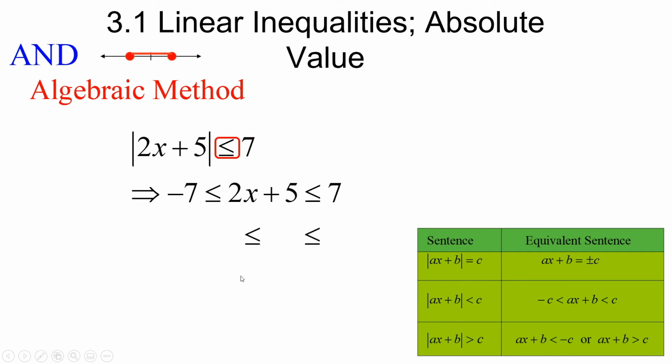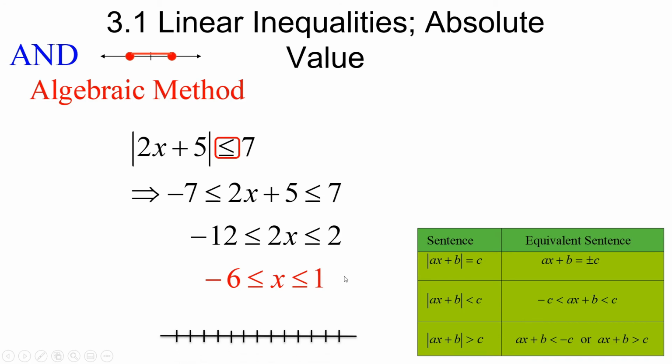So now let's go ahead and subtract our 5 from all 3 sides. -7 minus 5 more, -12. 2x plus 5 minus 5, 2x. And 7 minus 5, 2. Now, to solve for x, we have to divide all 3 sides by 2. So -12 divided by 2 would be -6. 2x divided by 2 would be x. And 2 divided by 2 is 1. So -6 is less than or equal to x, and x is less than or equal to 1.